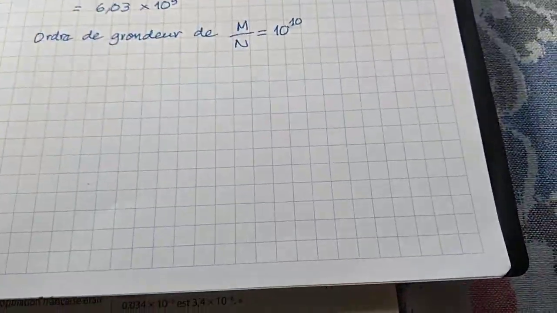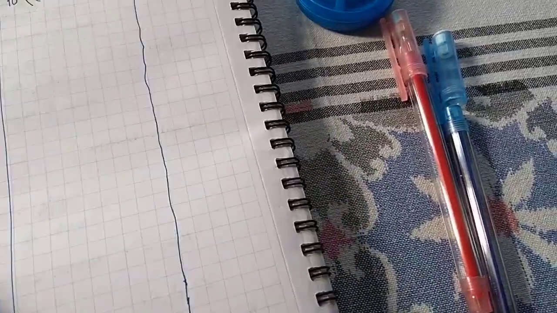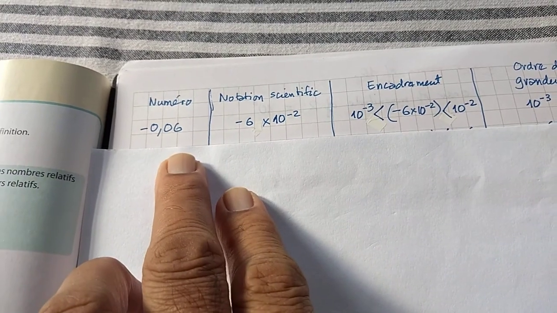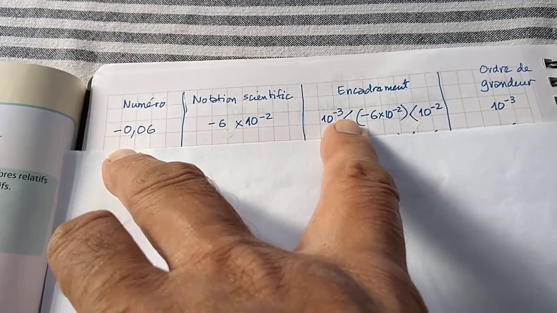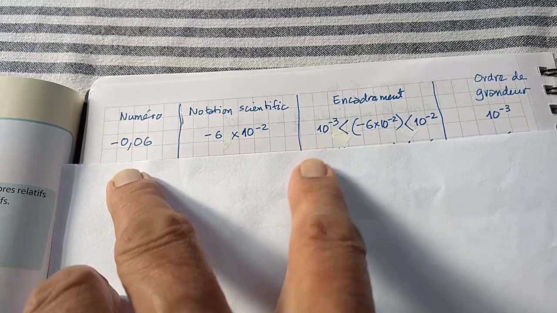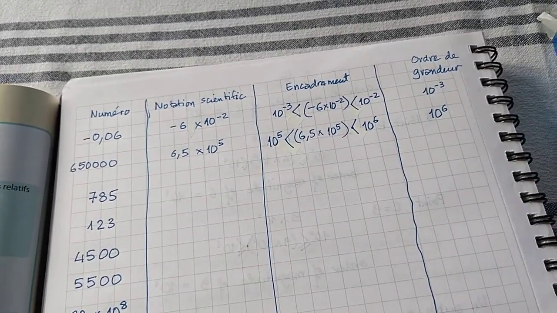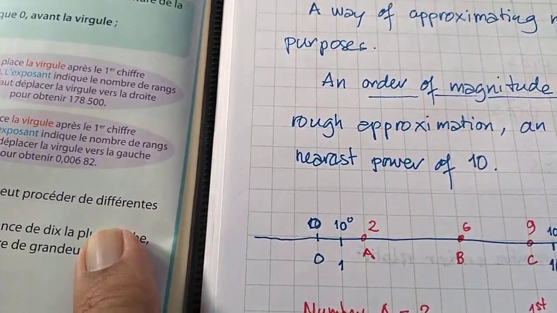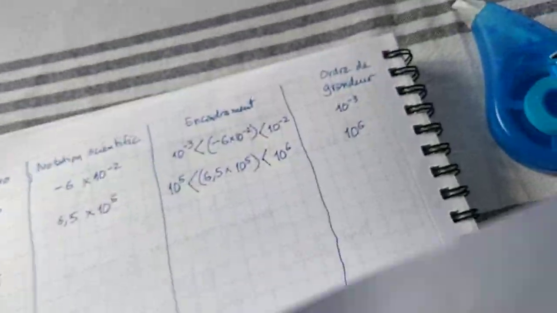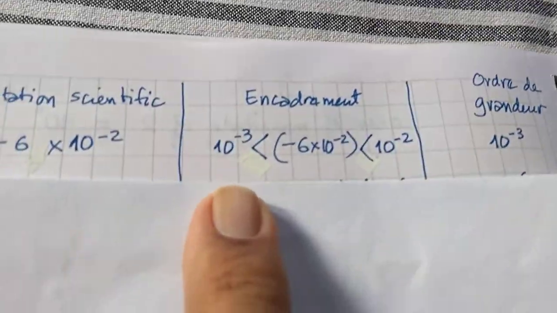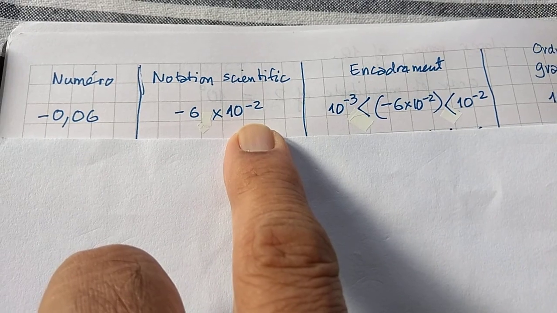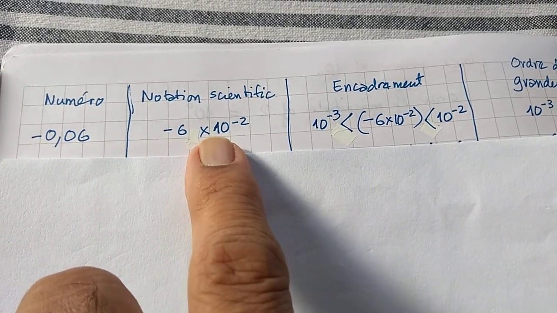Okay. So now we turn the page, and I have two more examples, again of one negative number. So here you have minus 0.06. Whenever you have minus, that means you are on the left of the zero line, this side, and therefore you have to be a little careful. This is minus 6 times 10 to the power minus 2. That's the scientific notation, no problem there.